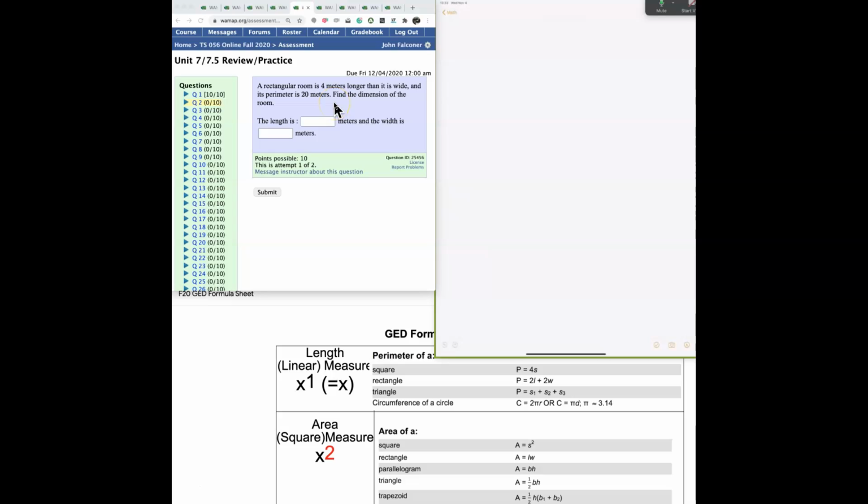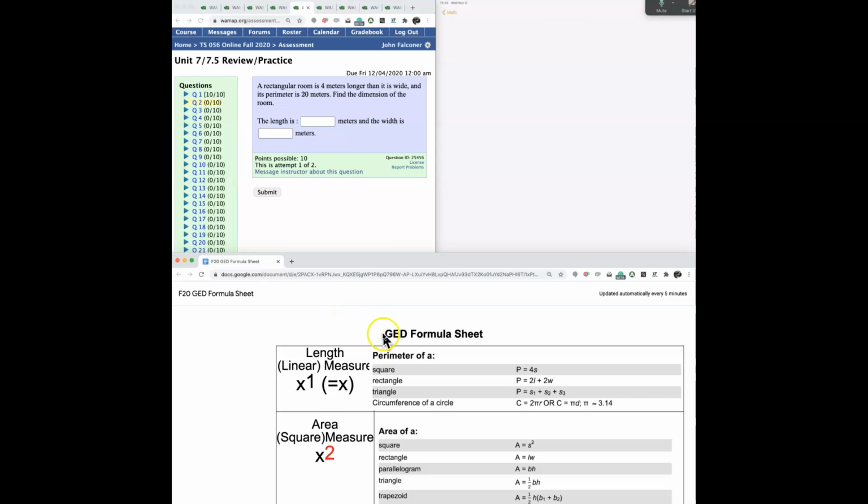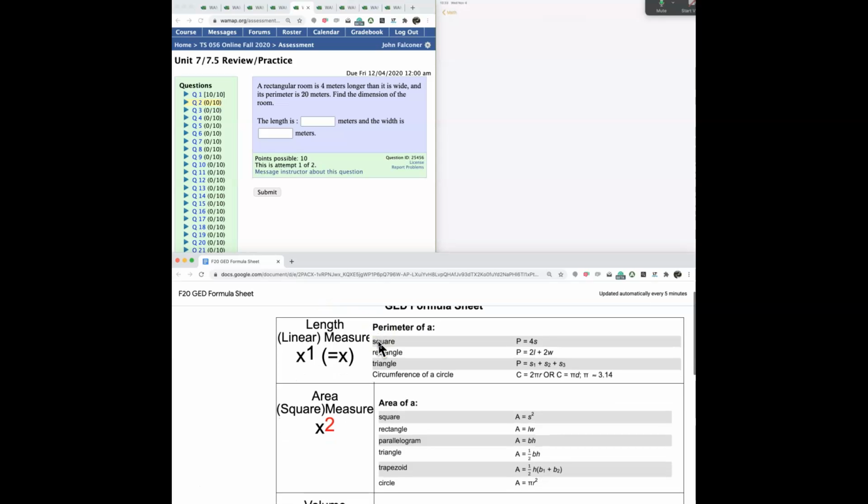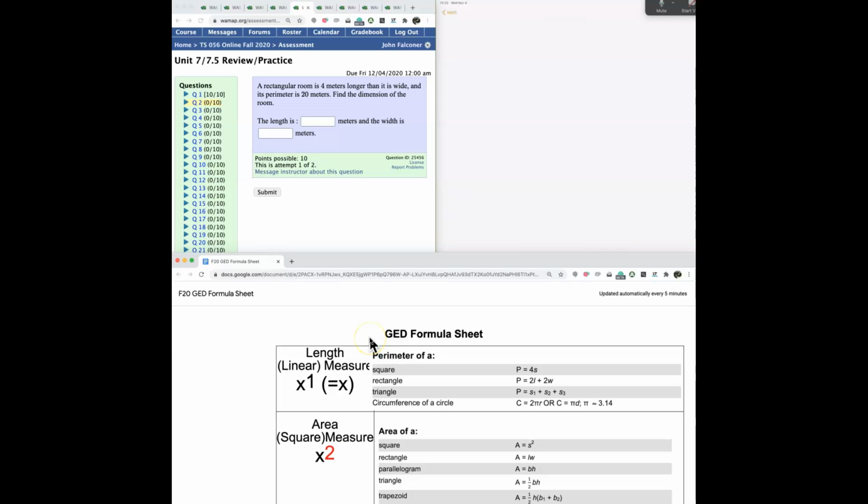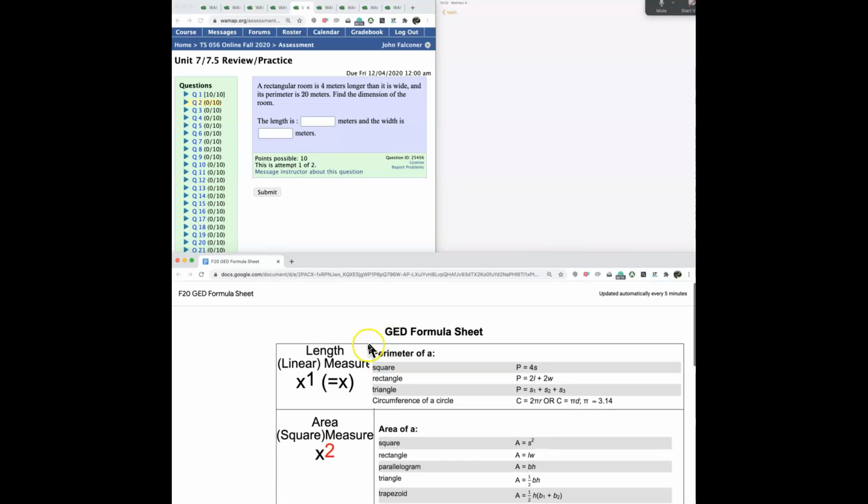So let's write down the information they give us. Rectangular room, 4 meters longer than it is wide, and the perimeter is 20 meters. Down below here, I have a GED formula sheet. You can always use these on any of my tests. This does define perimeters here, and they're talking about a rectangle, so let's use this formula.